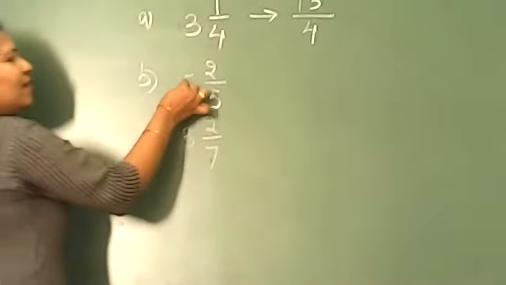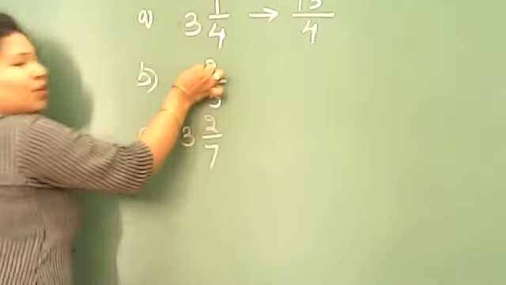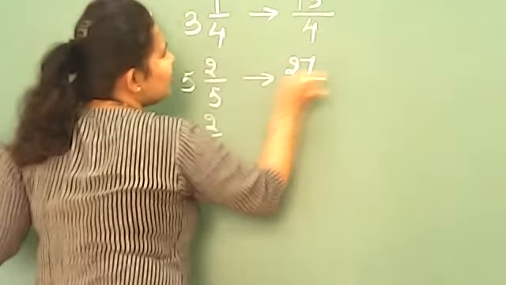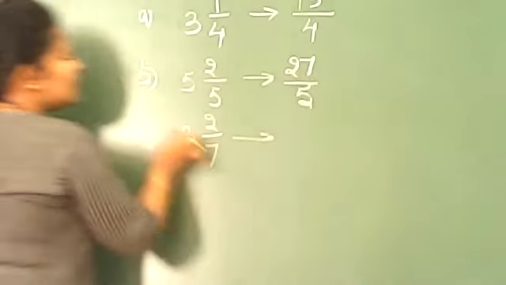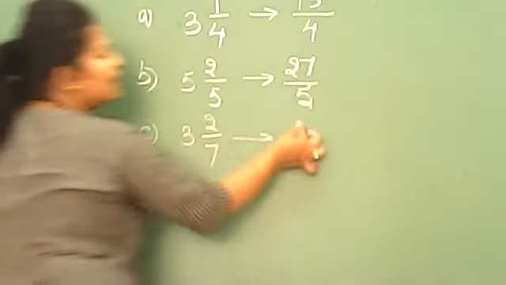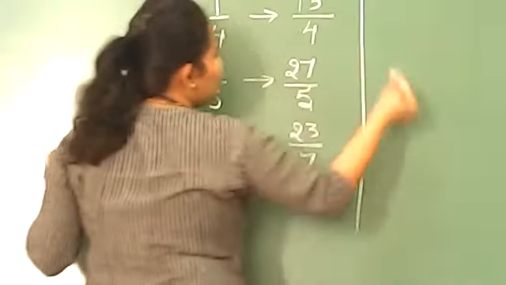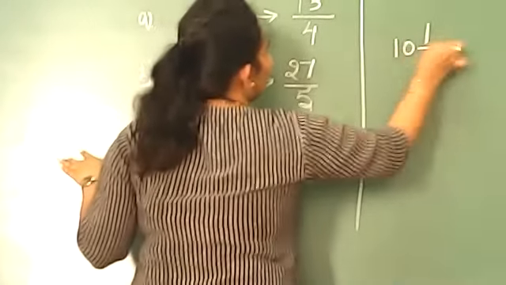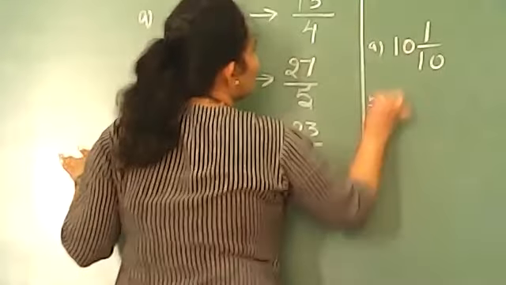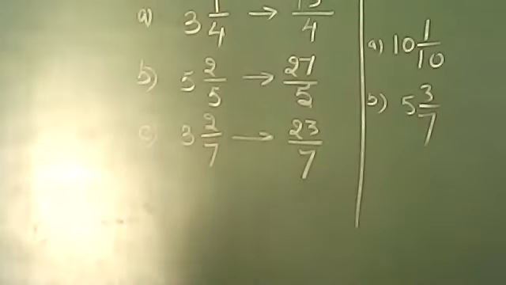Now look at this one. 5 with 5, what will you get? 25. 25 and 2, 27. 27 by 5. 7 with 3, 21. 21 and 2, 23. 23 by 7. Now I'm giving some questions to you. Do this one now: 10 whole 1 by 10. 5 whole 3 by 7. Try this out. For today, we have completed this exercise.